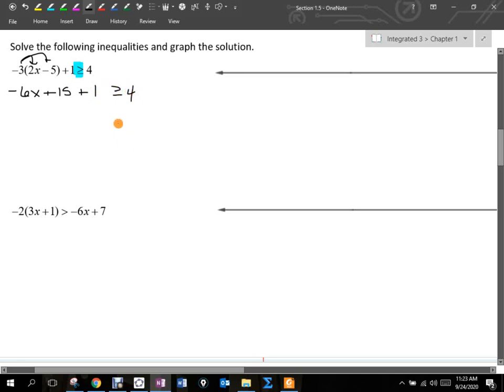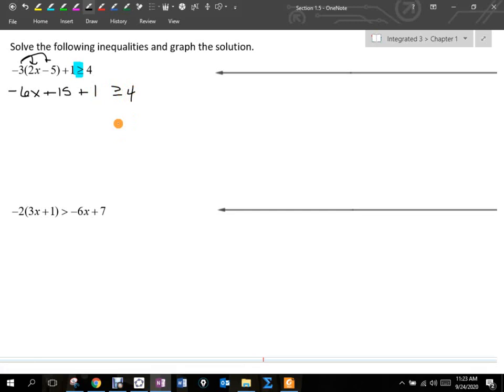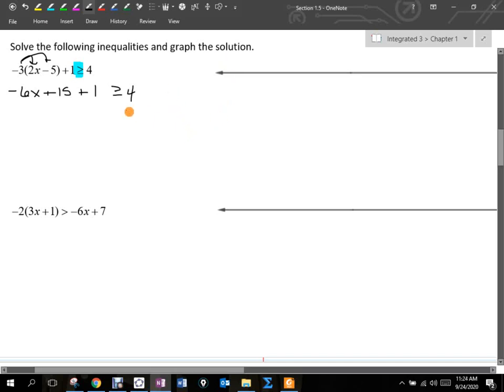Was anybody going to say something different that they could have done? We all would have distributed the negative 3? Okay. Would it have been okay to subtract 1 from both sides? It would have been okay. Okay. Some of those steps are independent of one another with these equations. So what would you do next?